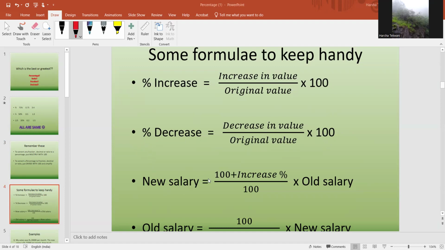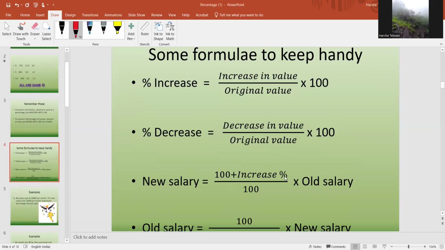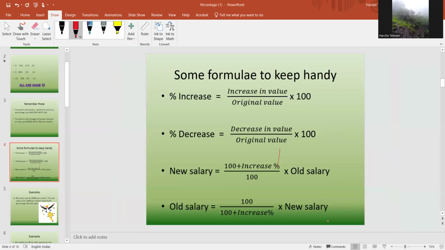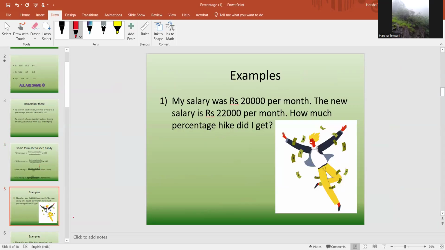Now, if you want to find out your new salary using a direct formula, it is (100 plus increase percent) by 100 into old salary. And when you want to find out the old salary, it is 100 by (100 plus increase percent) into new salary. I'm sure you won't remember these formulae in real life. Let's do alternate ways.